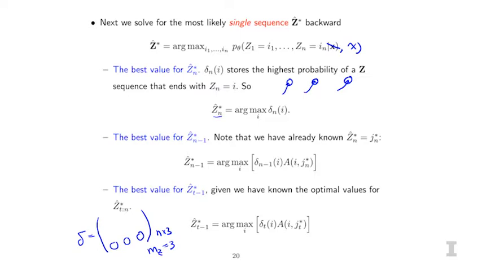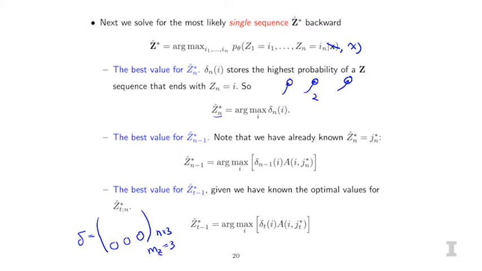So apparently, whichever one maximizes the probability would be the most likely value for this z*_n. For example, suppose the second entry is the largest, then we know that for this most likely single sequence z, its last value must be equal to 2.